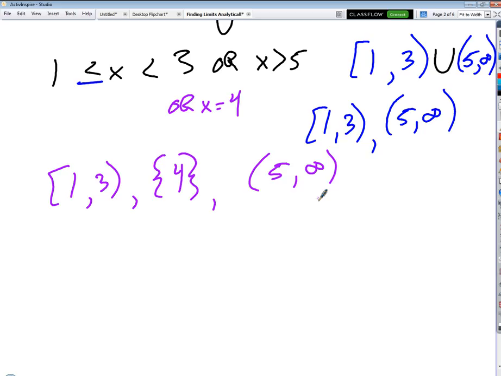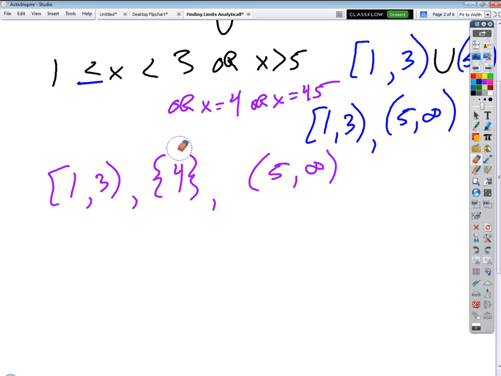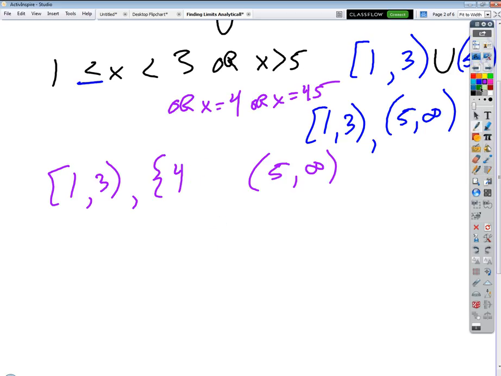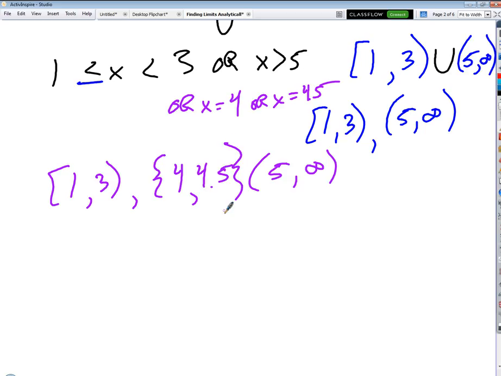What if we had a couple different points? Like what if x could be 4 or x could equal 4.5? And you do the same thing. Good, good. Okay, so in that case, we would just do this. Does that mean it's spanning that distance? No, it means it includes only those discrete values.